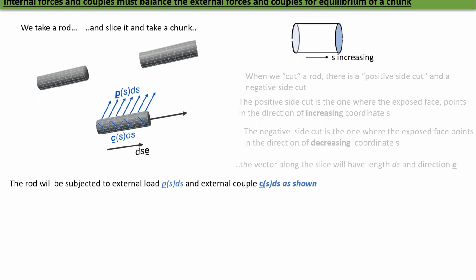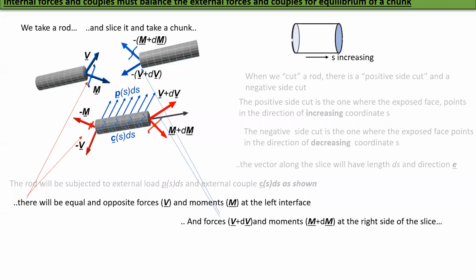The rod will be subjected to external loads P(s) ds and external couples C(s) ds as shown. Okay, but on the faces also there will be forces, and now you will see all the Newton's third law showing up. So on the positive face, we have forces V plus dV and M plus dM. The corresponding ones on the negative face of the remaining piece will be minus (M plus dM) and minus (V plus dV). These two things are because of Newton's third law.